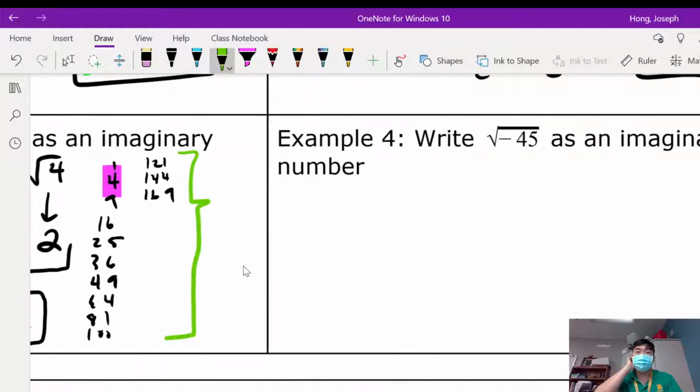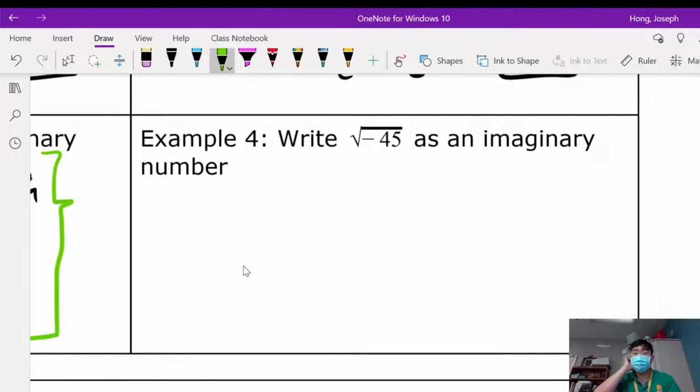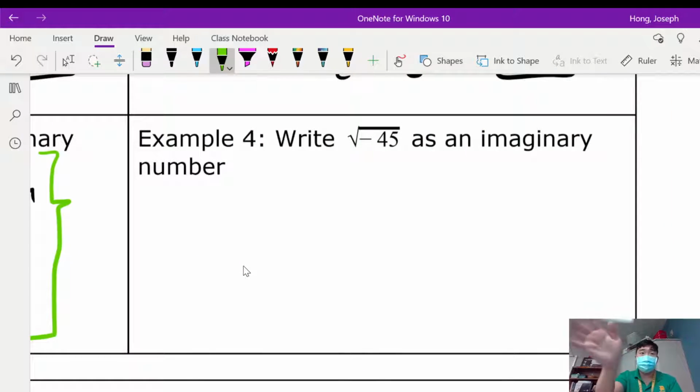I'm going to give you time to do example 4 by yourself as well in the Edpuzzle. So I'm going to wave my hand again to signal that I need to put a question here because I don't like watching my videos. It's weird listening to my own voice.